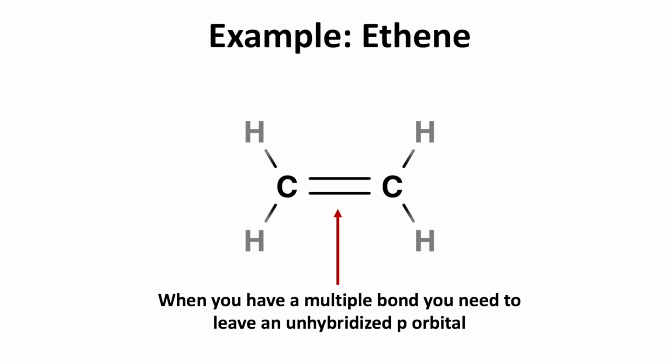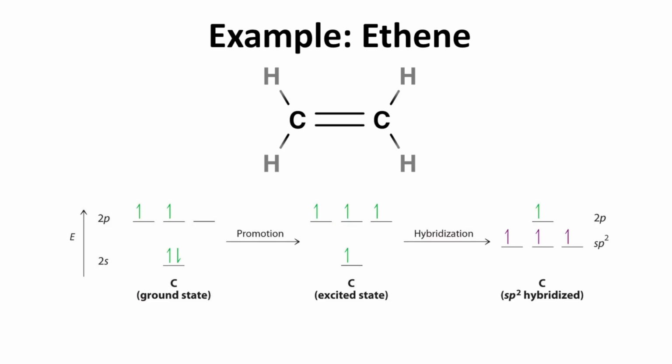Let's look at an example in the case of ethene, shown here. When we look at the hybridization for this molecule, we need to remember that the double bond only contributes one bond for hybridization. Remember that we need to leave one orbital on each carbon unhybridized so that it can form a pi bond.